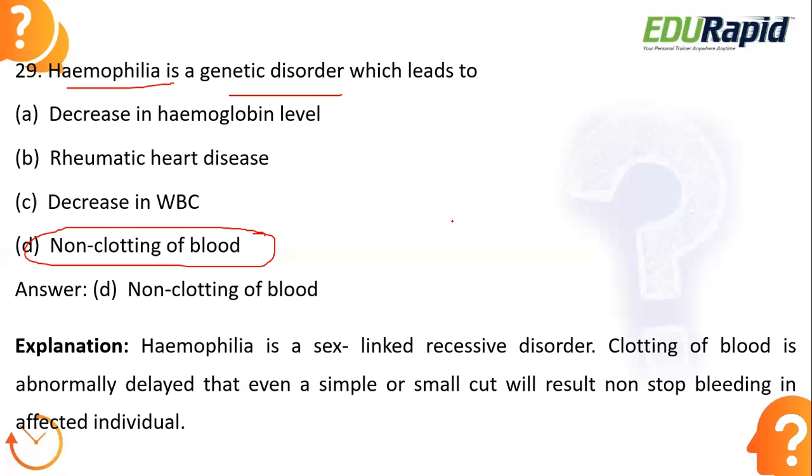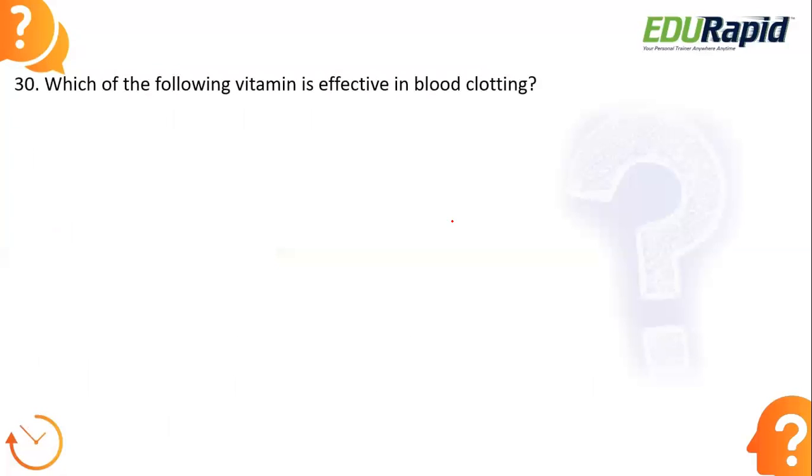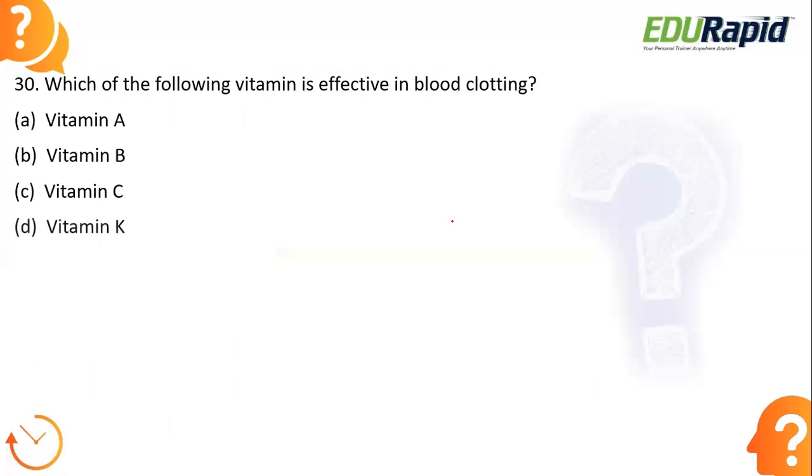Now the next question: which of the following vitamins is effective in blood clotting? Vitamin A, vitamin B, vitamin C, and vitamin K.